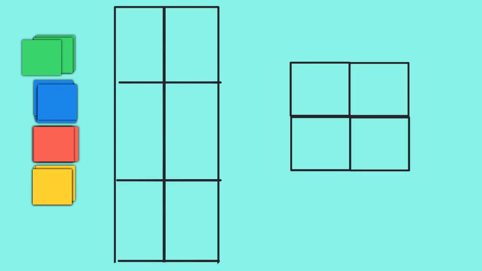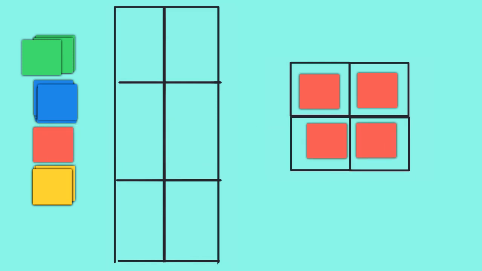So now we're going to make a different array. We're going to make a row of 2 tiles. 1, 2. And now we're going to make another row of 2 tiles. So now we have an array that we would call a 2 by 2 array.